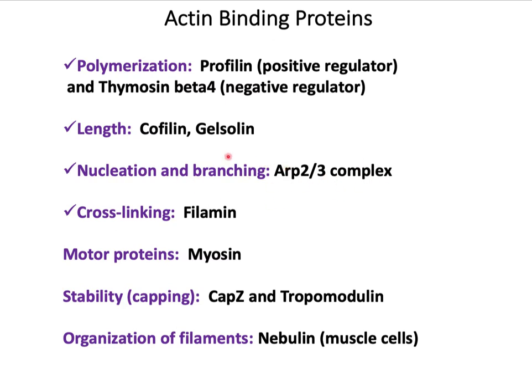There are proteins that can regulate the cross-linking between the filaments. There are also actin motor proteins, and these are the proteins that use the power of ATP hydrolysis to move along the actin filaments. There are proteins that regulate the stability of the filament, and there are other proteins that regulate the organization of the filament. And in this part, we are going to focus on the first four and have checked them off: the proteins that regulate polymerization, regulate length, regulate branching, and cross-linking.